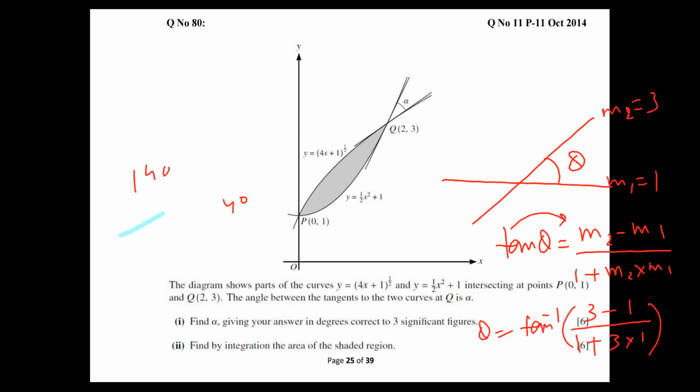It is very important to be clear here, because sometimes students think he is asking for the bigger angle. No, no, no, no. He is asking for the smaller angle alpha. So the formula is clear. Let's start.